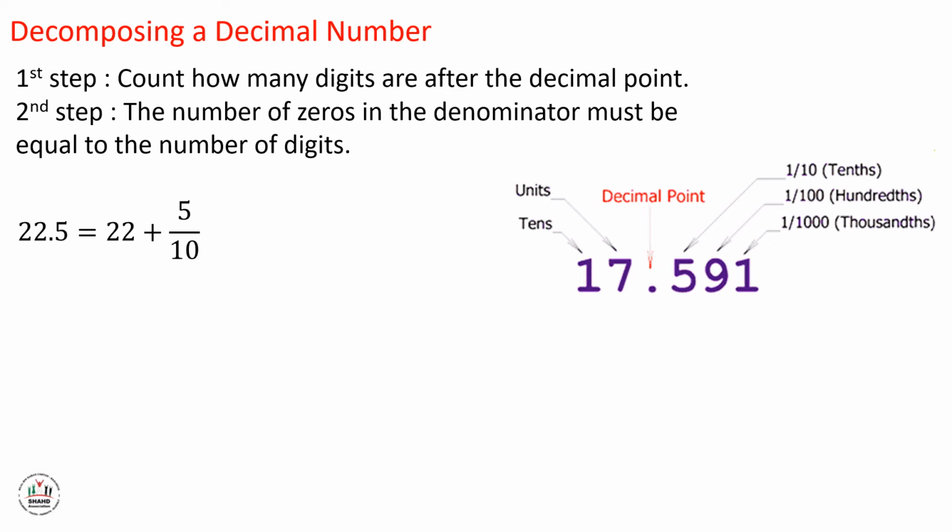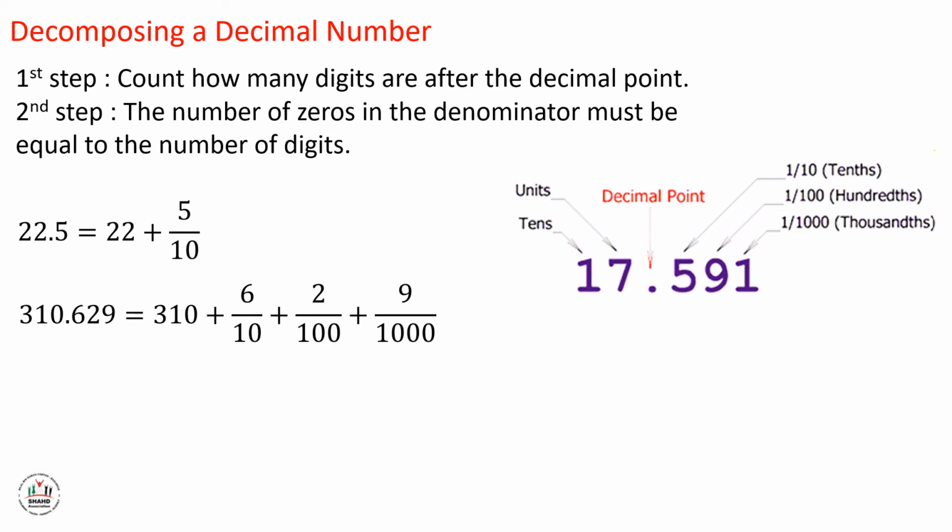22.5. We can write it as 22 plus 5 over 1, and we write zeros to the right of 1 as many as we have digits after the decimal point. We have only one digit, only 5. So we write 1, and to the right of 1 we write one 0.